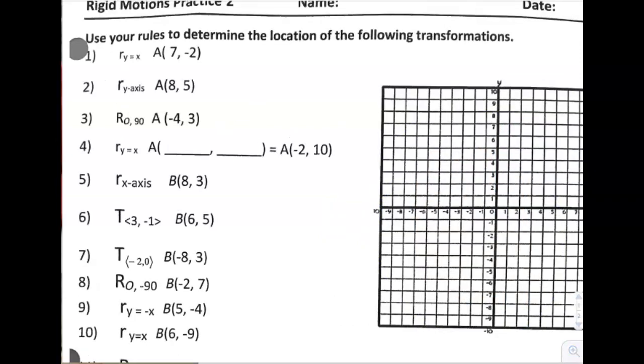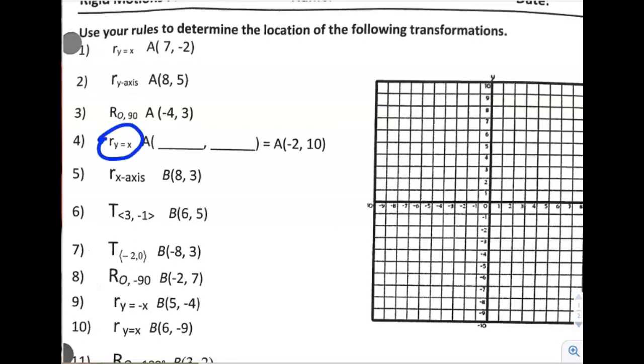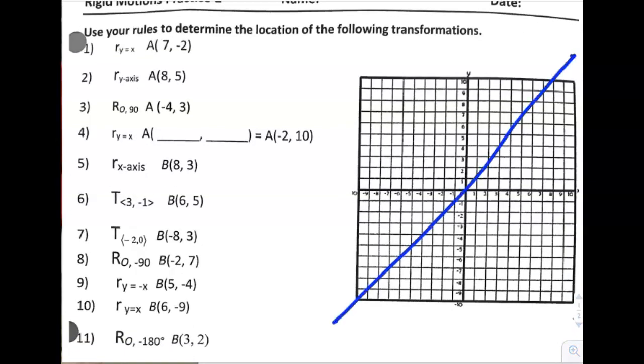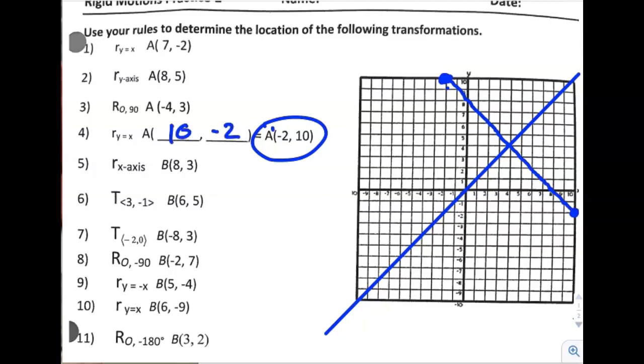All right. Number 4, there's that y equals x again. That is the diagonal line that goes through the origin with a slope of 1. And even though it gives you the point where it landed, negative 2, 10, which would be right here, where did it come from? So you count 1, 2, 3, 4, 5, 6. 1, 2, 3, 4, 5, 6. And that's at 10, negative 2.